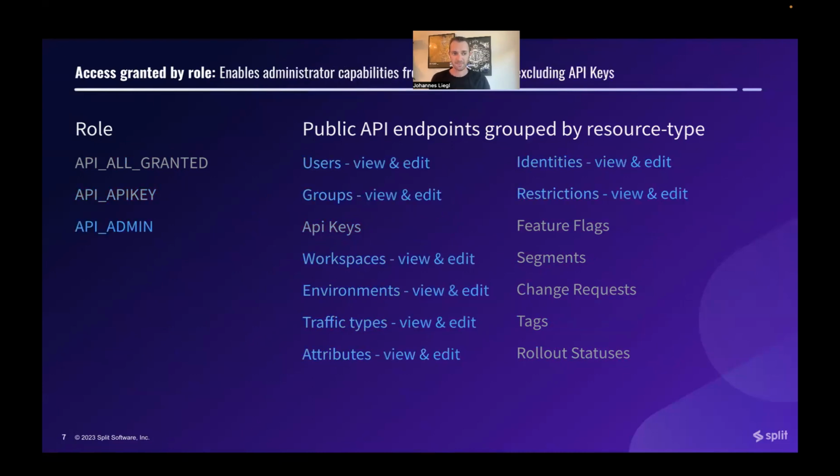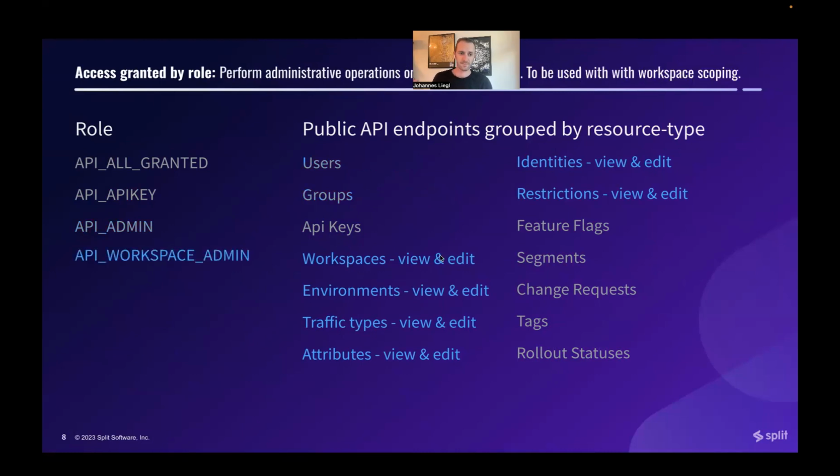Then we have the API admin role. Keys with that role can create users, read users and groups, but also create objects within a workspace or create new workspaces and environments, traffic types, attributes, entities, and restrictions. A role with a slightly narrower scope is the workspace admin. This allows for creation and management of workspaces, environments, and traffic types, but not users and groups.